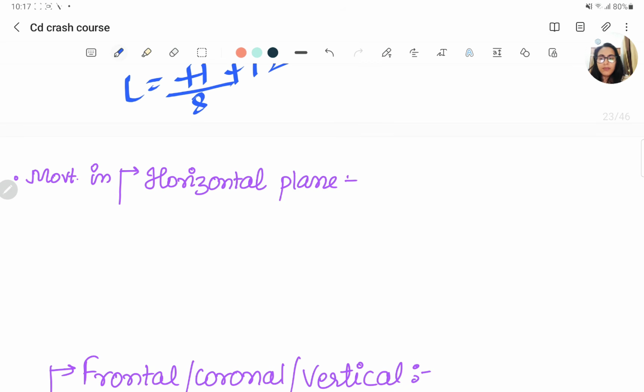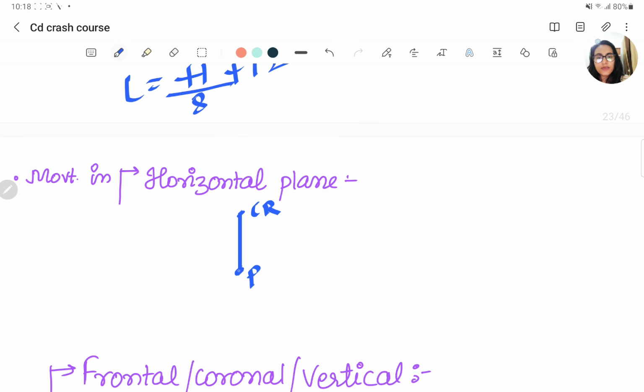Movement in the horizontal plane: suppose this is the centric relation of the patient. This patient is wearing a Gothic arch tracing. This is a side view, guys. When we ask the patient to protrude the mouth, that means take the mandible forward, the mandible will go like this. So there is going to be forward movement of the mandible, which is a protrusive movement.